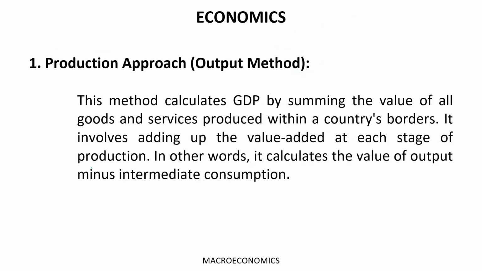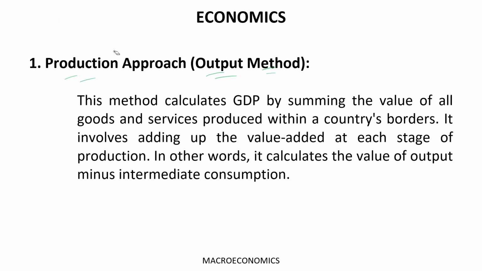Thereafter, now we have the production approach. Now we are going to learn about the calculation of GDP. So the first one is our production approach, which is also known as the output method. This method calculates GDP by summing the value of all goods and services produced within a country's border. It involves adding up the value added at each stage of production. In other words, it calculates the value of output minus intermediate consumption.